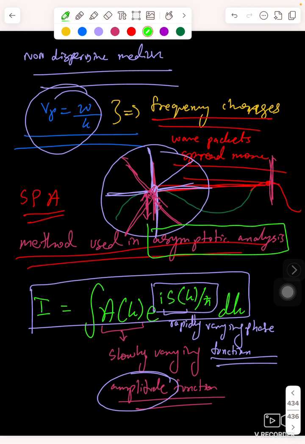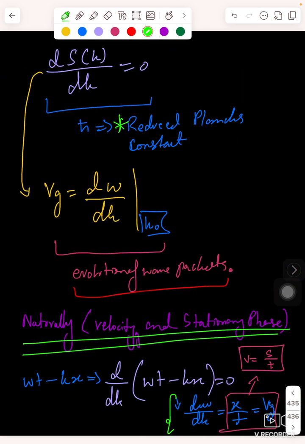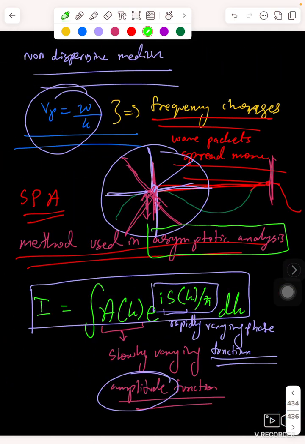We'll not go into depth of this, but there is one example in quantum physics. Asymptotic analysis is used in perturbation theory as well. That's one point. It's a method we use, and we can also use it over here. Now, one last thing over here before we end.